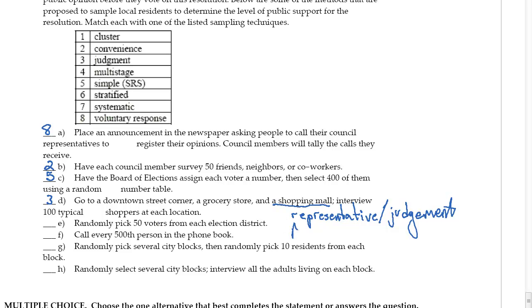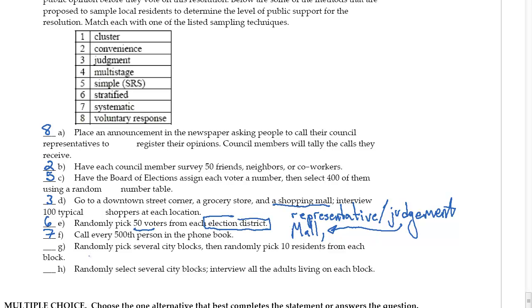Just like we were talking about the mall area at the school, okay? If you're thinking about the mall area of the school as being a good place to take a sample, you're making a judgment on that, all right? Randomly pick 50 voters from each election district. Well, there's a homogeneous component, okay, and it's not census, so this is going to be a stratified sample. Call every 500th person in the phone book. That sounds pretty systematic to me.